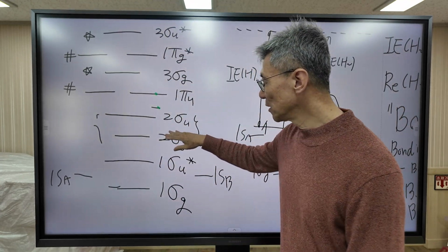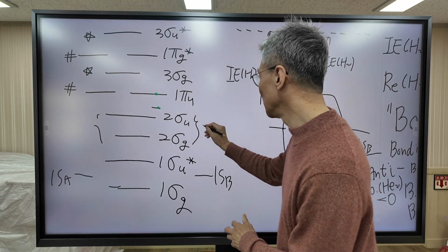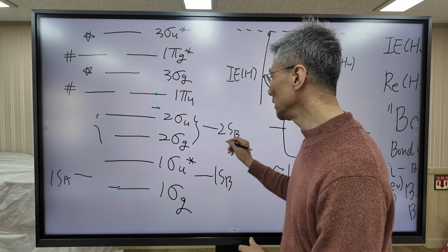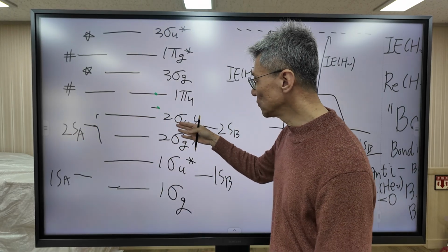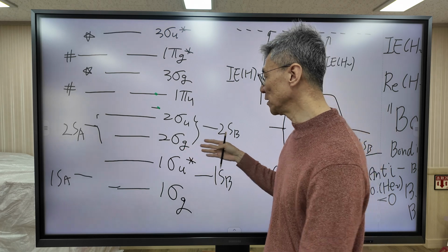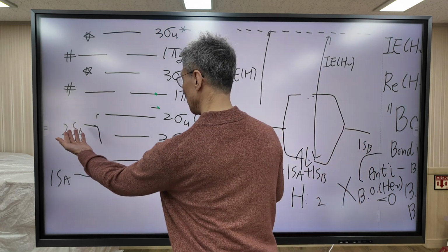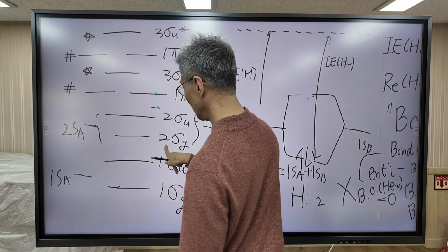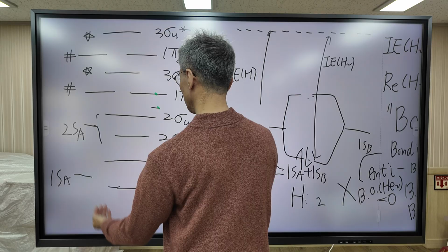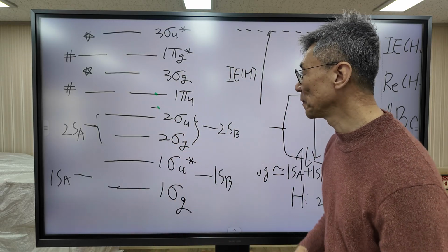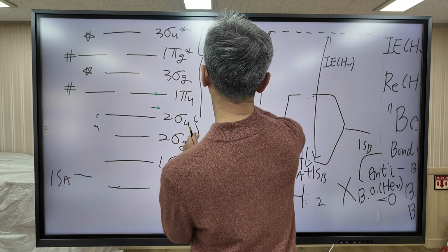Then how do you construct 2 sigma u and 2 sigma g? Here around this orbital, we have 2sA orbital and 2sB orbital. So to construct the 2s sigma u and 2 sigma g orbitals, we are going to use similar logic. 2sA and 2sB constructively interfere to lead to the 2 sigma g orbital, and destructively interfere to give the 2 sigma u orbital. Similar logic.